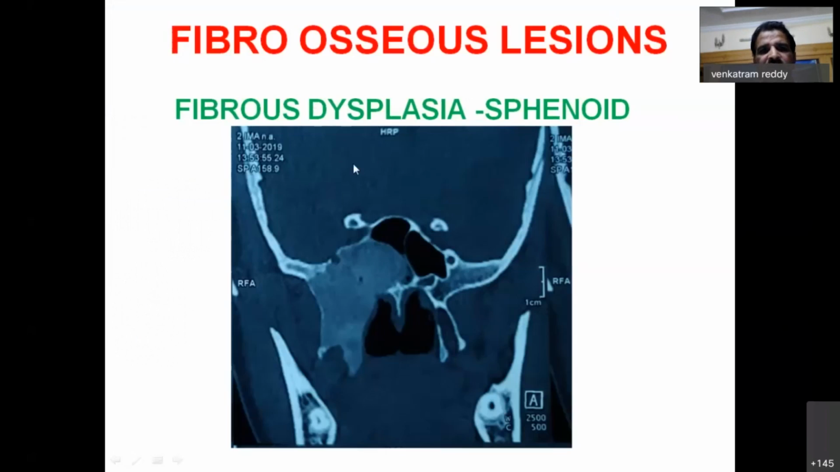Now coming to fibrous dysplasia of the nose, paranasal sinuses and the facial bones. You can see here the sphenoid sinus fibrous dysplasia, the pterygoid ridge, the infratemporal fossa, pterygopalatine fossa, pterygoids, and sphenoid. So it's a huge fibrous dysplasia. The investigation of choice in these kinds of lesions is a CT scan.